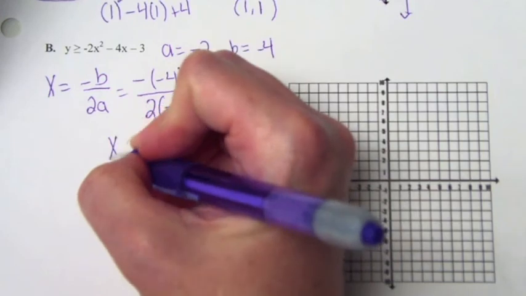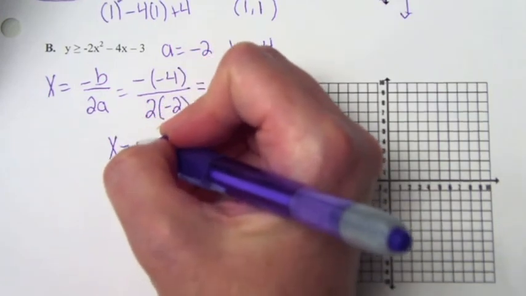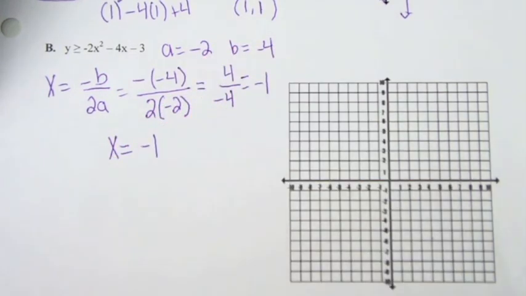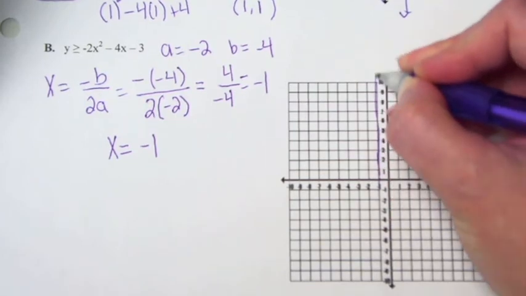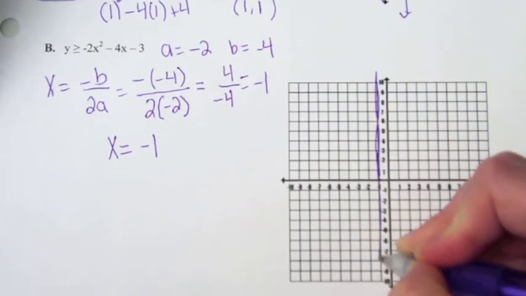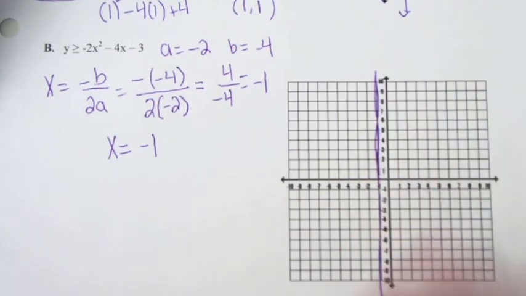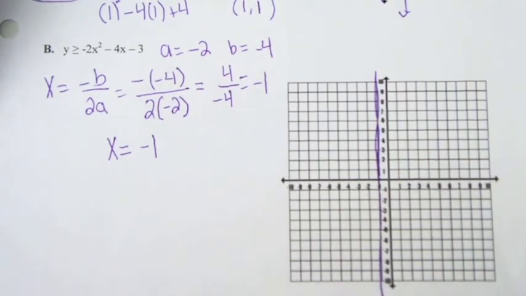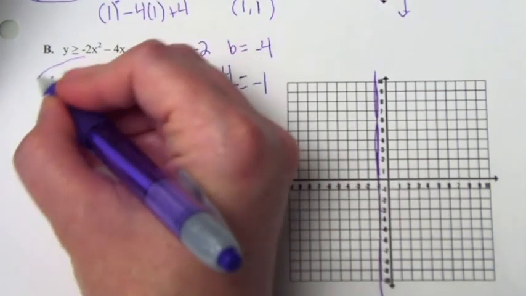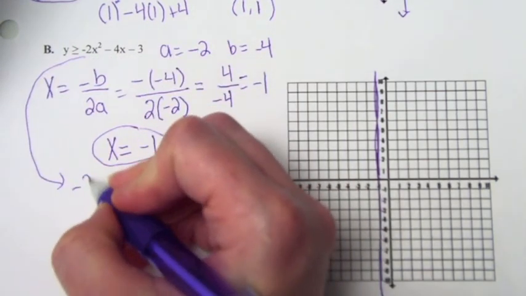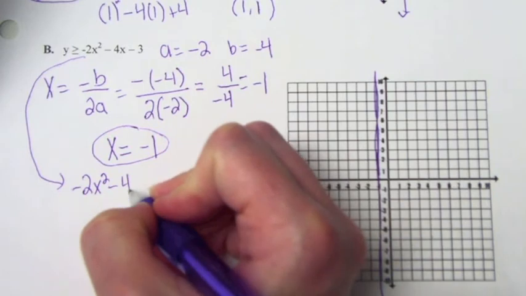So our line of symmetry is x equals negative 1. That means we're going to put a line of symmetry at negative 1. There's our line of symmetry. Now we take what we got for x and plug it into our equation. I'm going to bring down the equation here: negative 2x squared minus 4x minus 3.